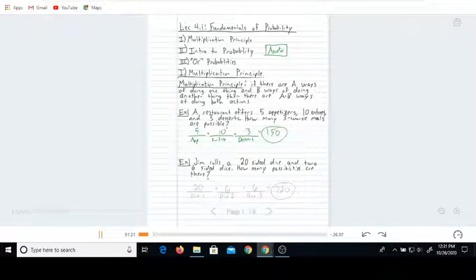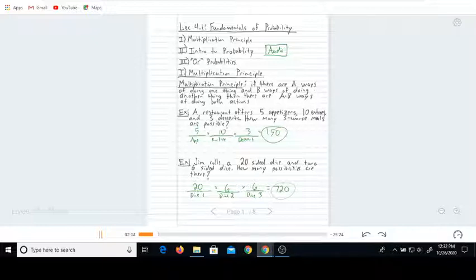So, suppose Jim rolls a 20-sided dice and 2 6-sided dice. How many possibilities are there? Well, you could view it as whatever happens on dice 1 times whatever happens on dice 2 times whatever happens on dice 3. Now, dice 1 is 20-sided, so there's 20 different numbers on it. Dice 2 only has 6 sides. Dice 3 only has 6 sides. So to compute that, you need only do 20 times 6 times 6, which will get us 720. So there's 720 different ways the dice roll can go.